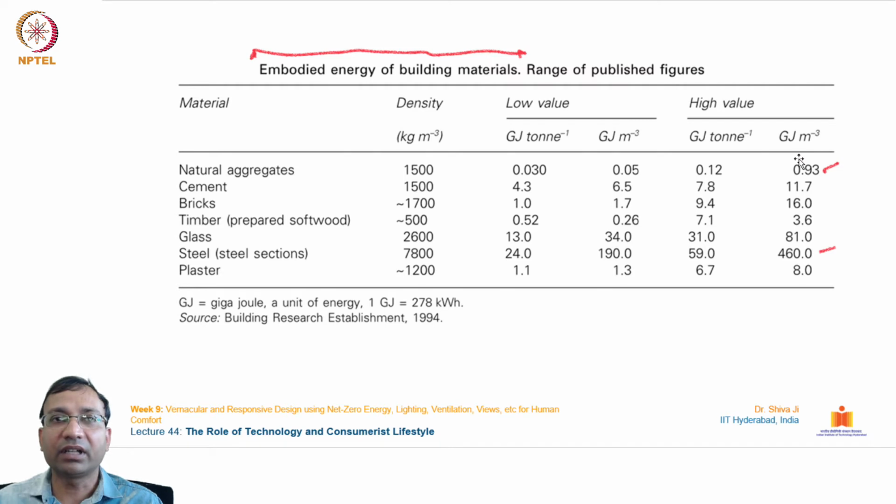less than one gigajoule per cubic meter, and if you see the cement and the bricks, they are using 11.7 to 16 gigajoules per cubic meter, and the timber takes only 3.6. Glass takes around 81, and the highest is taken by the steel, which is 460 gigajoules per cubic meter. So that much energy is required to produce 1 cubic meter of steel. So we can see if we compare, this first value is less than 1, and this value is 460. So there is an immense difference between this and this.